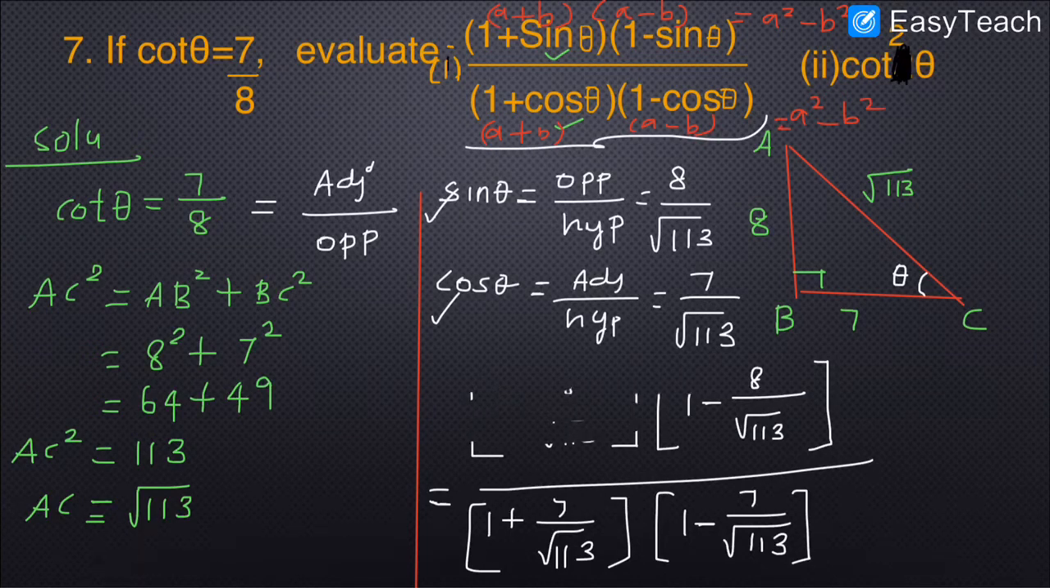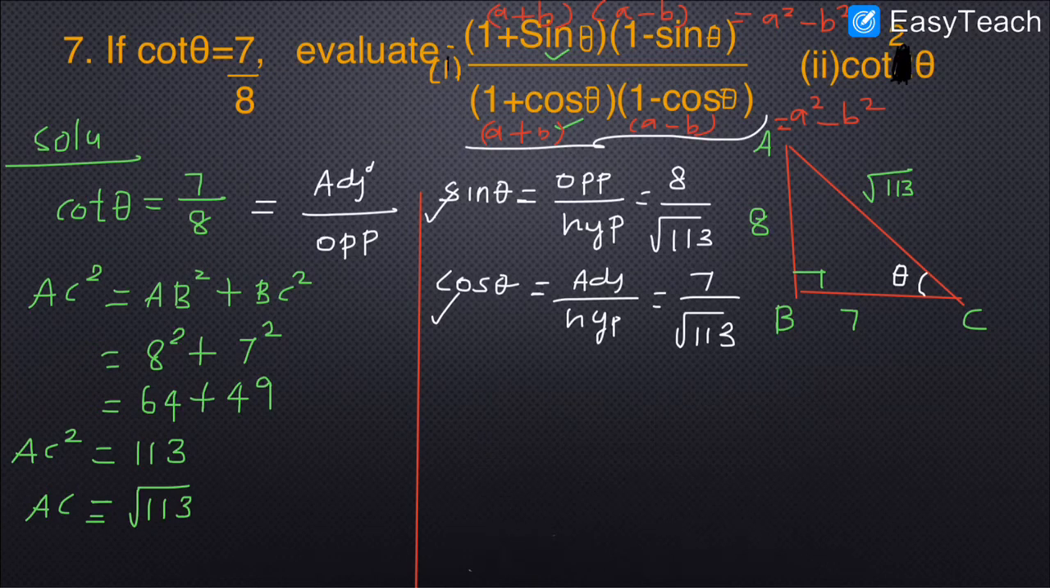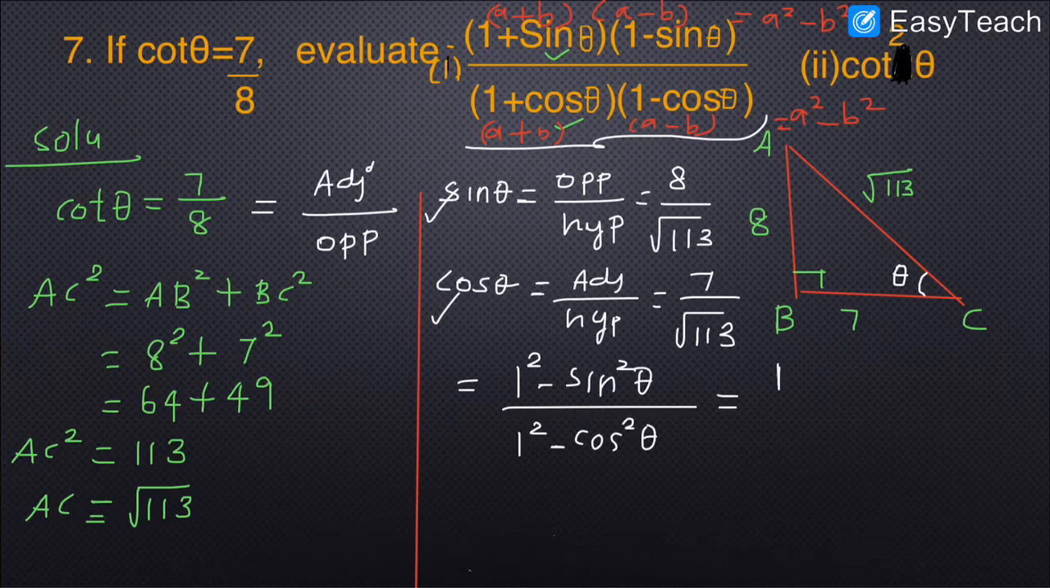So let's try the reduced form first. For example here, 1 plus sin theta into 1 minus sin theta, what will come? 1 minus sin square theta. Here a square is 1 square, right? So I am writing 1 square minus sin square theta for the numerator, and 1 square minus cos square theta for the denominator. So we can write this as 1 minus sin square theta and 1 minus cos square theta. Now let's substitute the value for sin and cos.